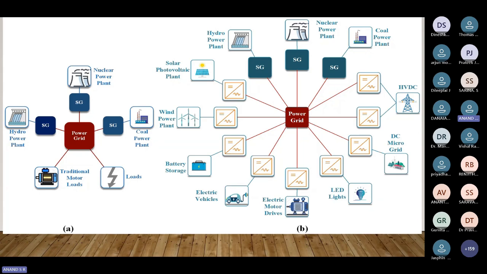Now, if you look at the figure on the left side, you can see this is the power grid, and all the schedulable generators were there: hydro power plants, nuclear, coal-based power plants, and traditional loads are also there. Now we are moving into a system where we are having more and more power electronic loads and more and more wind power and solar power.